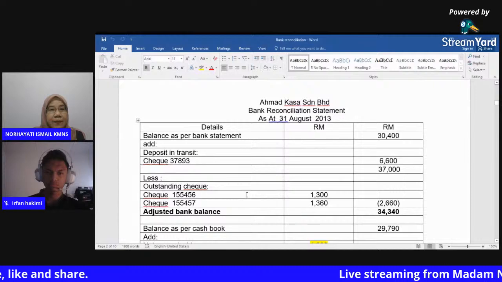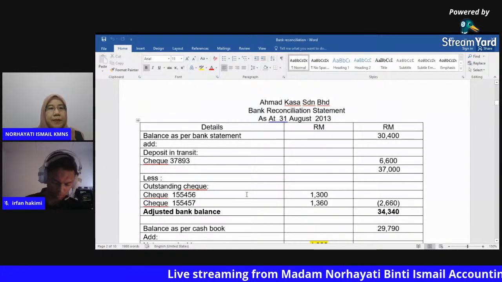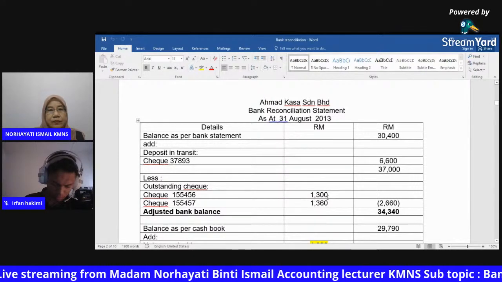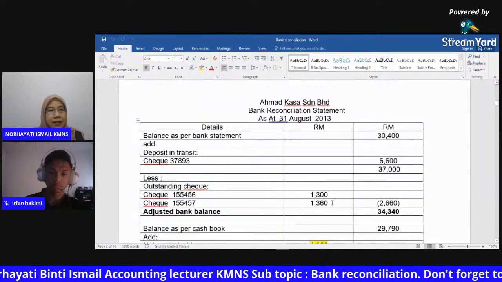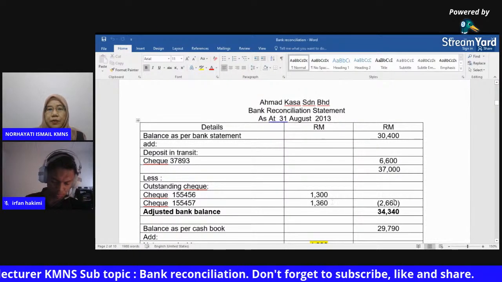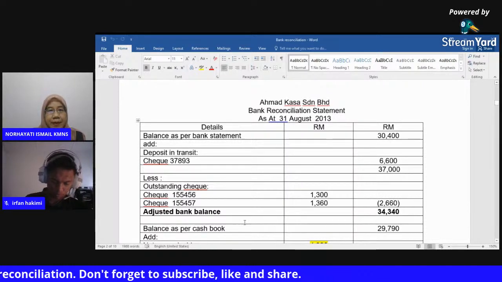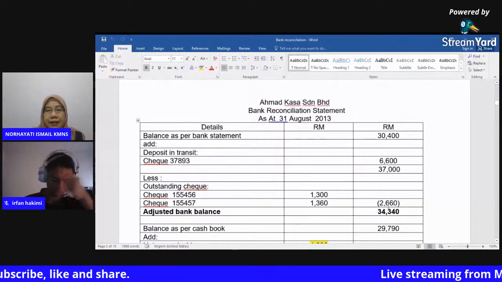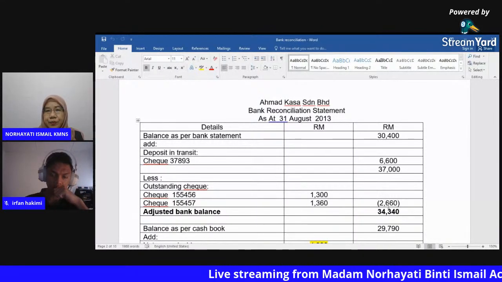Okay, less outstanding check. So this one represents what we have recorded in the cash book but not recorded in the bank statement. So we have to less the amount 1,300 and then we have to less another one, check number 155457. So you get the total 2,660. This one we call adjusted bank balance. The answer 34,340.